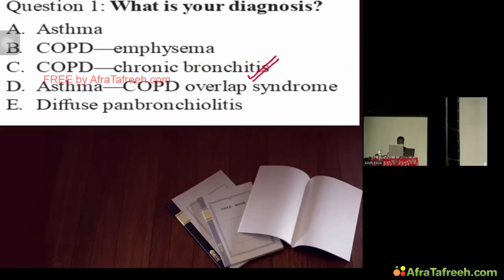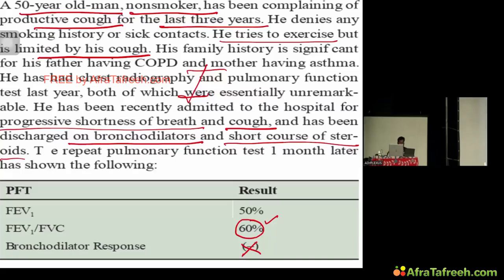Okay, so by definition, what is bronchitis? Patient having cough for more than 3 months for 2 consecutive years. That is the definition, and they are asking what is the definition. Okay, the patient is having chronic cough for the last 3 years, signifies it is more towards chronic bronchitis. Okay, chronic bronchitis.